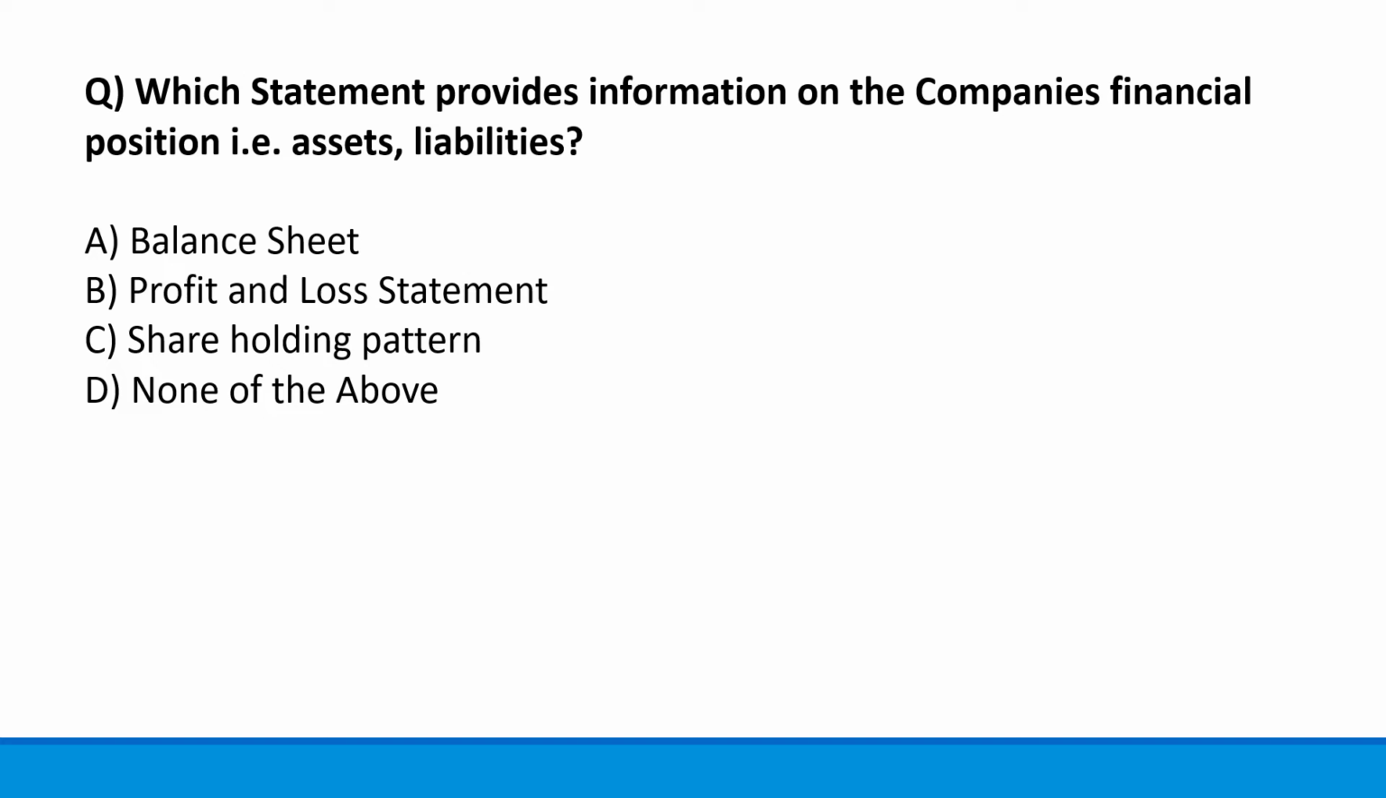Which of the following statement provides information on the company's financial position, that is assets, liabilities, etc.? Option A, balance sheet, option B, profit and loss statement, option C, shareholding pattern, and option D, none of the above. The correct answer is option A, balance sheet.